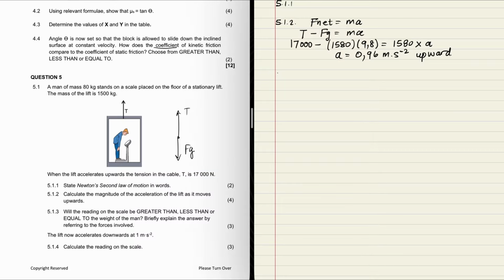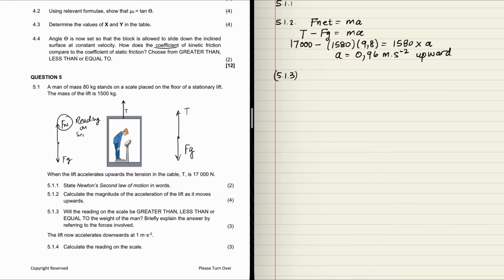Moving on, question 5.1.3. Will the reading on the scale be greater than, less than, or equal to the weight of the man? Briefly explain by referring to the forces involved. So we can focus on the man now. If I look at the forces acting on the man, there's going to be the force of gravity, and there's going to be the normal force, so Fn. The normal is the reading on the scale.